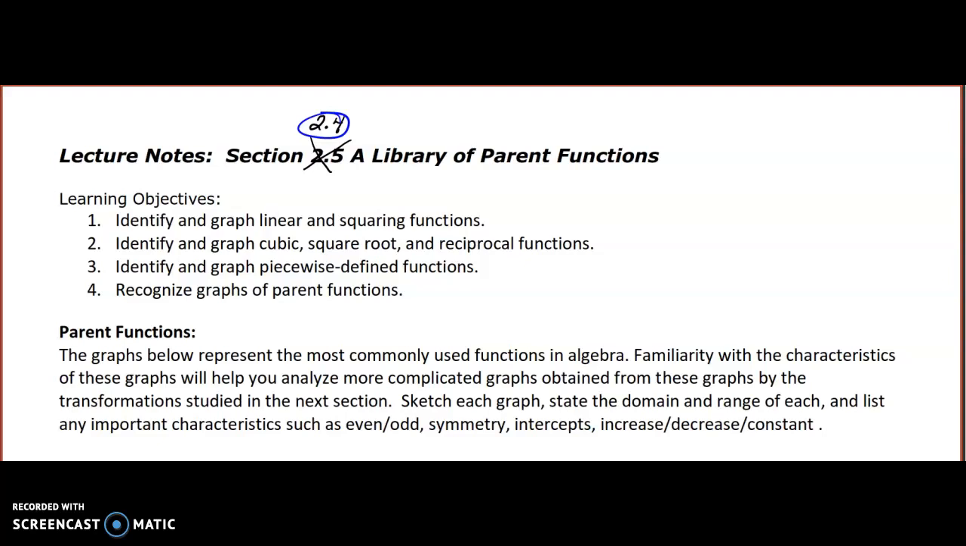And what we're going to do is look at these parent functions and look at some characteristics of those, such as domain, range, is it even, odd, or neither, increasing, decreasing, constant. But we're just looking at these parent functions, and then we'll also look at a piecewise function and graphing some of those. But the key is we need to recognize if you're given a function, what is its picture or its graph going to look like.